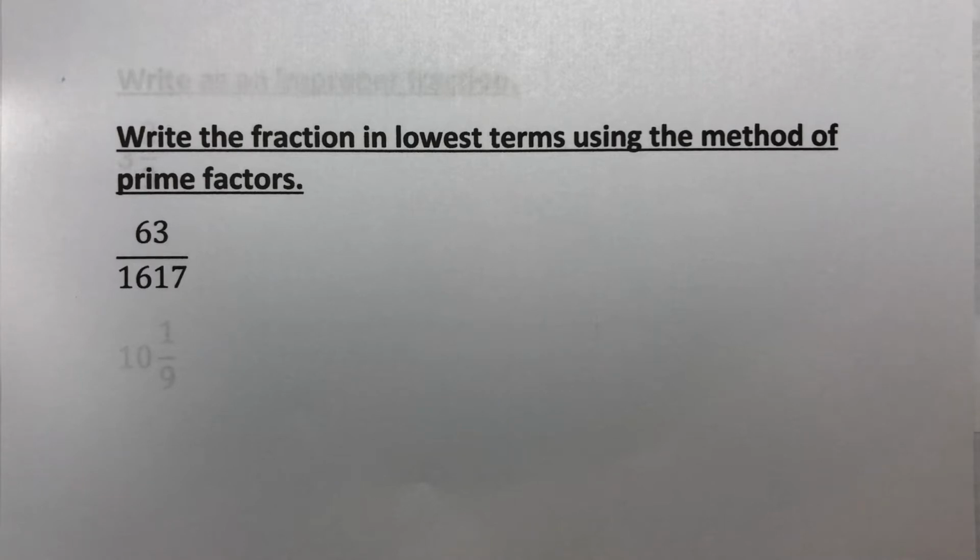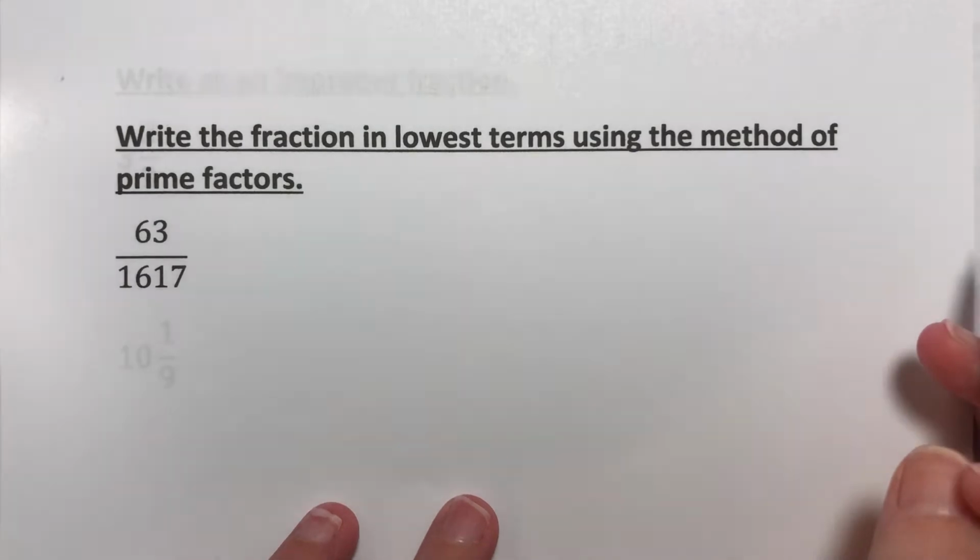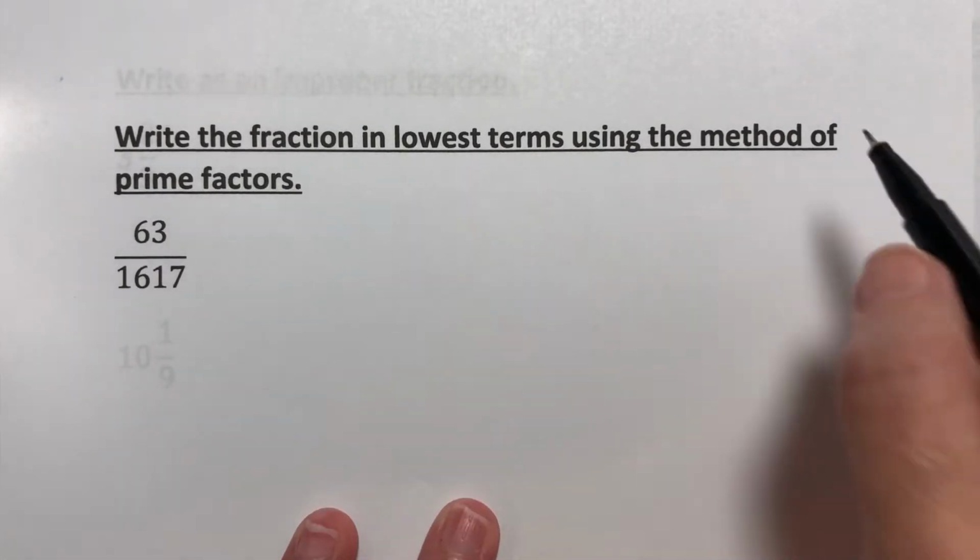So the methods we've been using, trying to find a number that divides evenly into both of them, will always work. I'm going to show you another option. By using prime factors, you can see a little bit more of the mechanics of what's going on in the arithmetic. So what I'm going to show you is what we call a factor tree. I'm going to start off with 63.